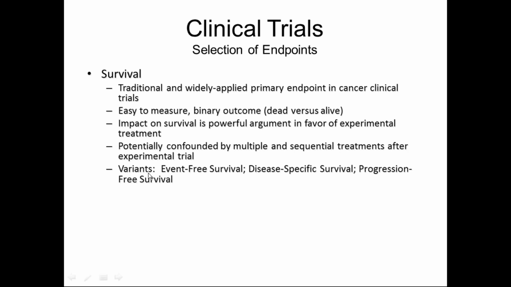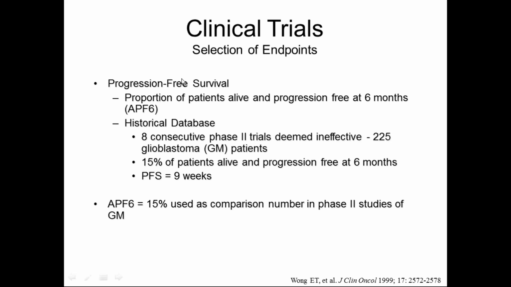And then there are what we call variants, just terms for you to be aware of that we'll talk a little bit about here, particularly with progression-free survival. And so this is often defined as the proportion of patients alive and progression-free at some period of time. In this case, 6 months. Could be 3 months, could be 12 months, could be 24. For brain cancer, we've got a historical database, so we know roughly what that ought to be. So we can often do a single-arm phase 2 study, and we can compare those results to the historical database.